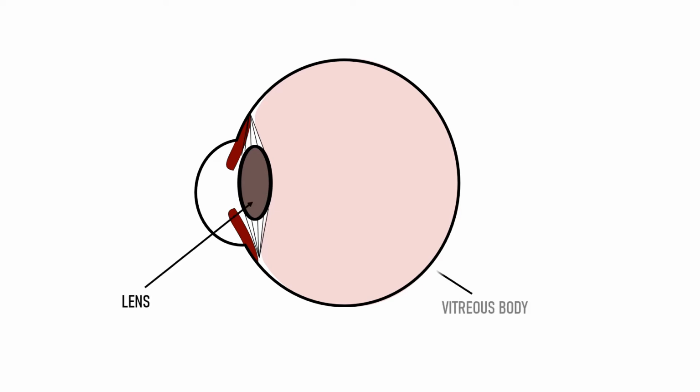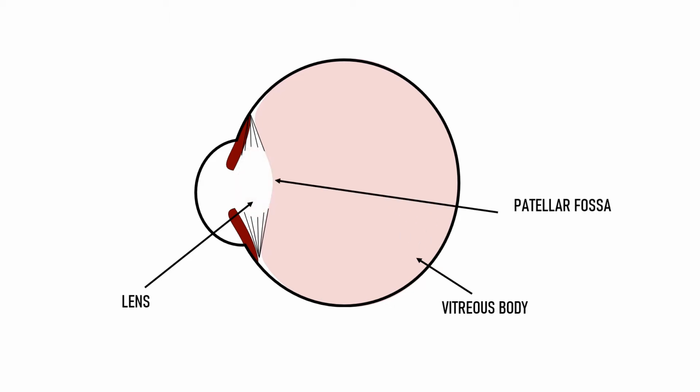In this diagram, this is the lens and this is the vitreous body. The anterior part of the vitreous body has a depression which is known as the patellar fossa. Patellar fossa is occupied by the lens. It is also known as hyaloid fossa. Also, patellar fossa is not a separate anatomical structure. It is just a depression which is present on the anterior surface of the vitreous body.